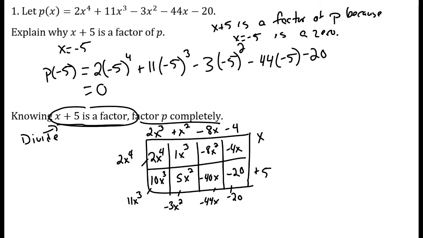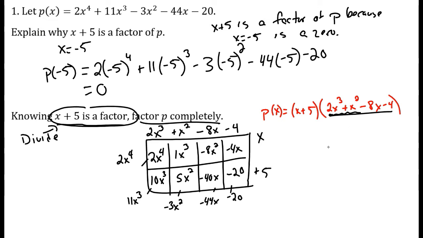So this tells me that p of x can be written as x plus 5, because I know that's a factor, and the other factor is 2x cubed plus x squared minus 8x minus 4. Well, can I keep factoring this? Well, there's 4 terms there, so I'm going to try grouping.